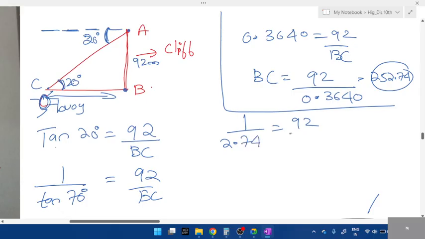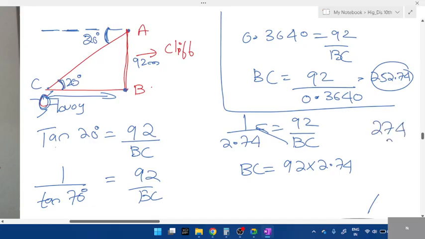Okay, just take 74 BC. 74, 75, just take 74. Now BC goes to the other side, right? 92 into, what is the value? 92 into 2.74. Just remove the decimal, take 274, multiply by what? 92. Tell me the answer.